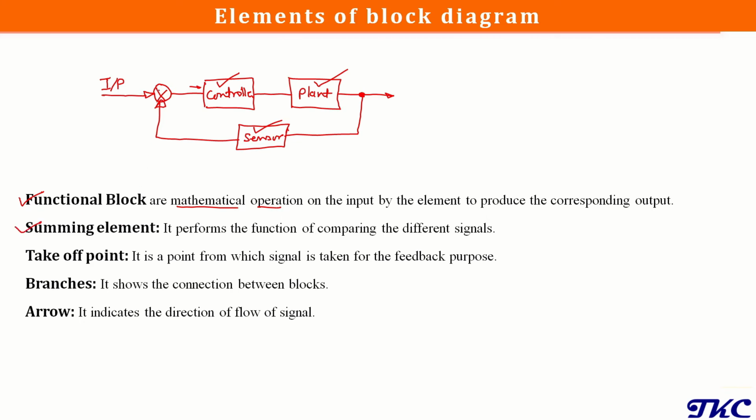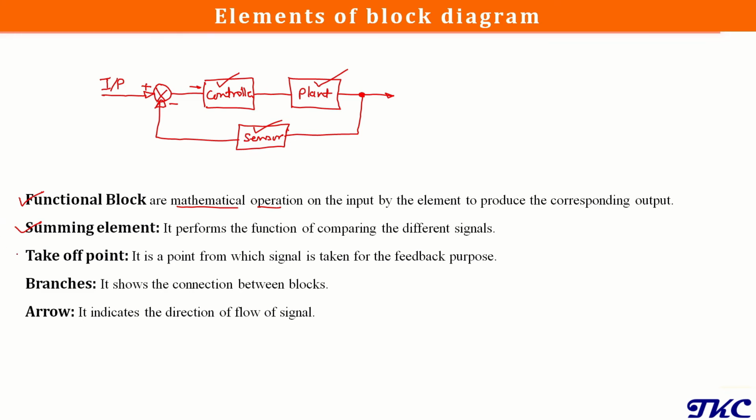So the next element that we have is the summing element. What the summing element does is compare the different signals that come through it. Like here we have an input signal and a sense signal. Based on their algebraic sign, here we have the input signal in a positive form and the sense signal in a negative form. So both will be compared and the resultant signal will be sent ahead. This is the work of the summing element.